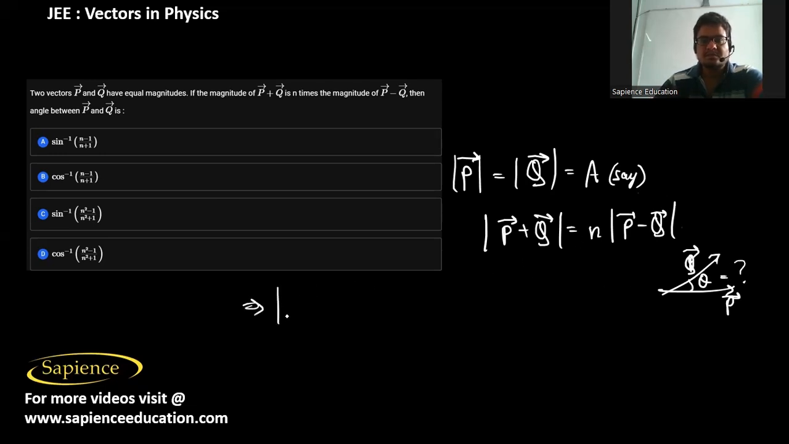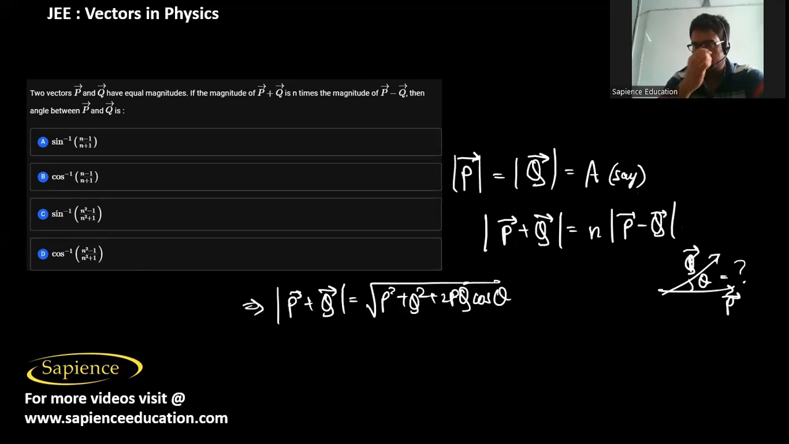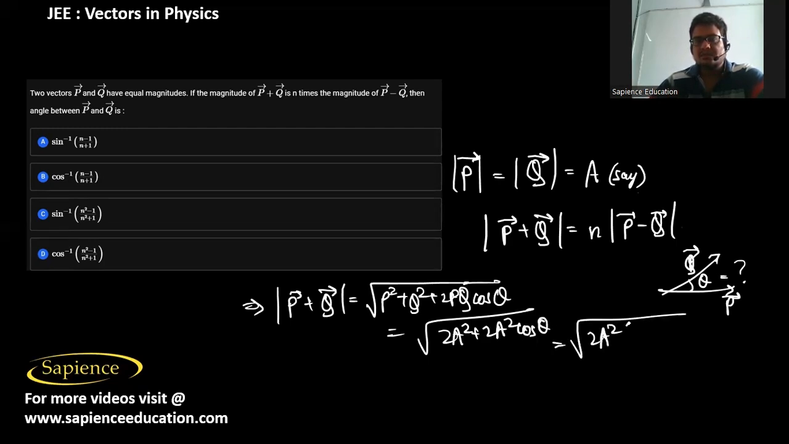So the magnitude of P plus Q will be equal to the square root of P square plus Q square plus 2PQ cos theta, where theta is the angle between P vector and Q vector. The magnitude of P is A and the magnitude of Q is also A. So this will be 2A square plus 2A square cos theta, equal to the square root of 2A square into 1 plus cos theta.